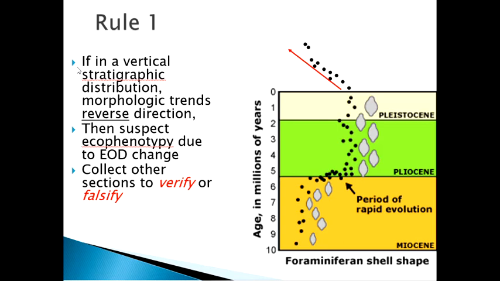And so for rule number 1, they say that if you are collecting a particular fossil and it is trending, let's say it's getting bigger or thicker or bigger spines or changing color, whatever it happens to be over time, but then those morphologic trends change, they reverse direction, and the organism looks like it's getting smaller and smaller through time, then you shouldn't draw a FAD or a LAD line. You should say that, well, this is ecophenotypic variation, that there's an environment change which causes this to happen.